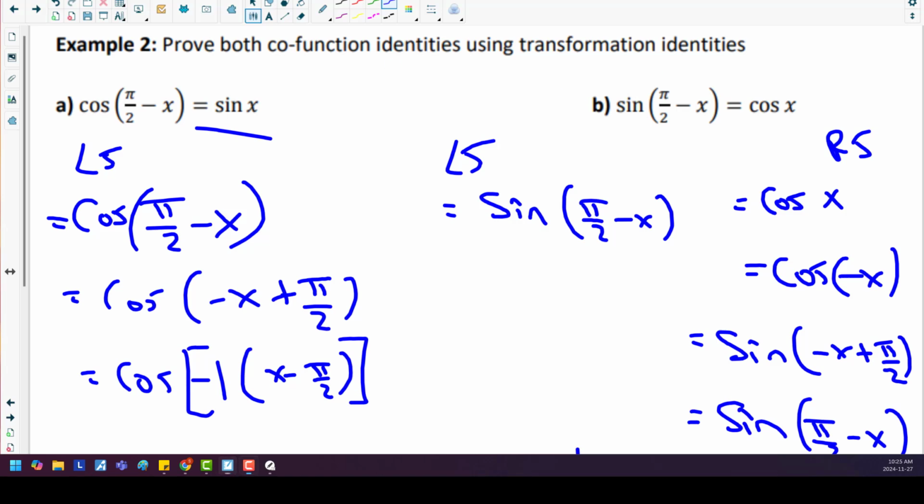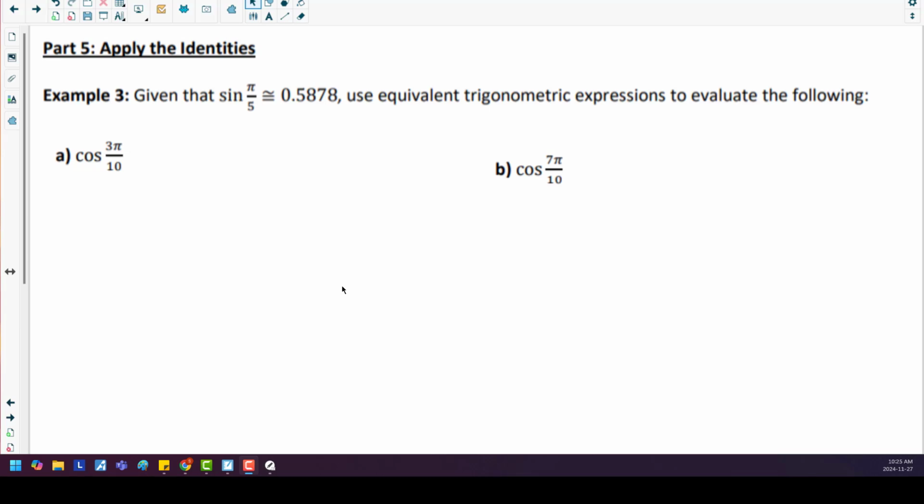Let's move on. We are now going to do example 3, in which we are applying these identities. Given that sine pi over 5 is approximately equal to this value here, use equivalent trig expressions to evaluate the following. So, cos 3 pi over 10. How would we use our knowledge of sine pi over 5 with this?